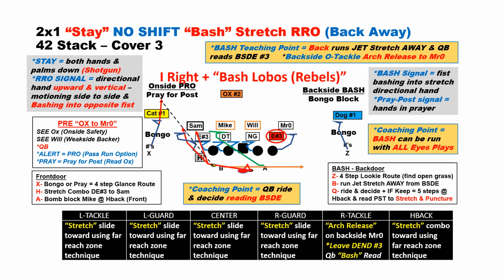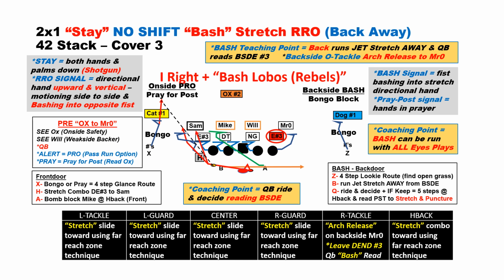Last, if we have a great dual threat quarterback, we like to use a stay call, meaning no shift, and then we add a bash stretch here, run action. Bash tells the back now to go away on a jet sweep, tells the backside tackle to arc release to Mr. Zero, and leave that defensive end because we're going to read him.